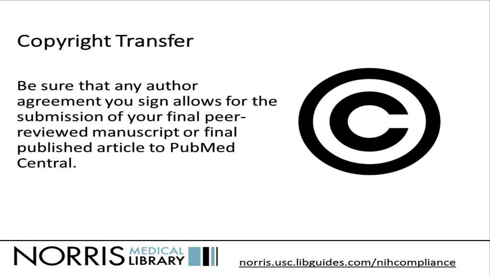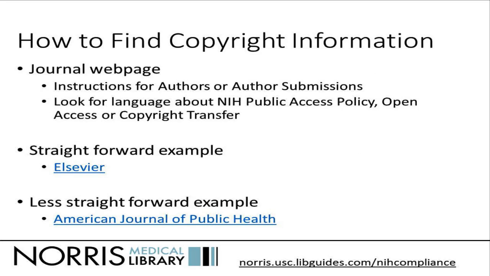Before you publish, make sure to examine the copyright agreement you sign so you know the publisher's policies and procedures. How to find copyrights information from your journal or publisher is on the journal's webpage. Look for a link for authors. Often you'll see language like instructions for authors or author submissions. You can also look for language about the NIH Public Access Policy or open access or copyright transfer. These policies can vary significantly, so I'm going to show you 2 examples.